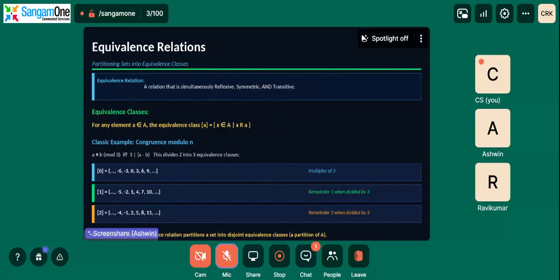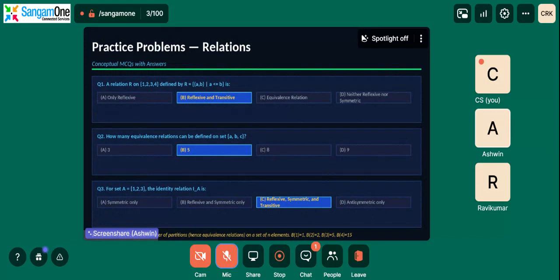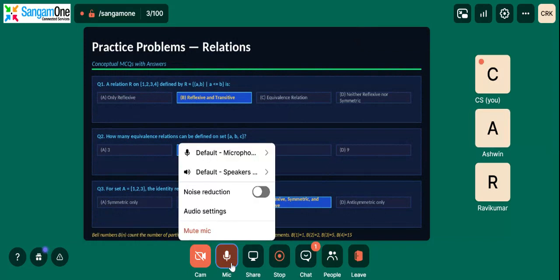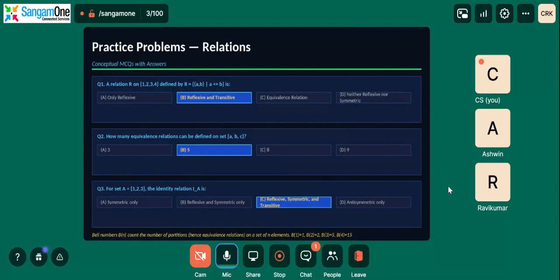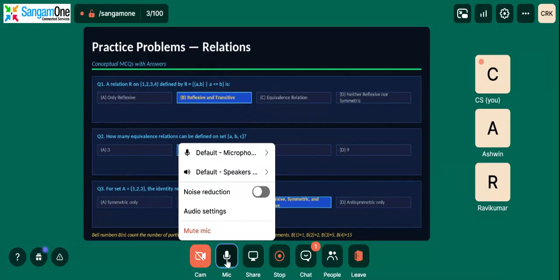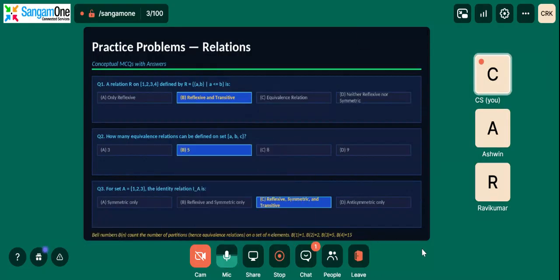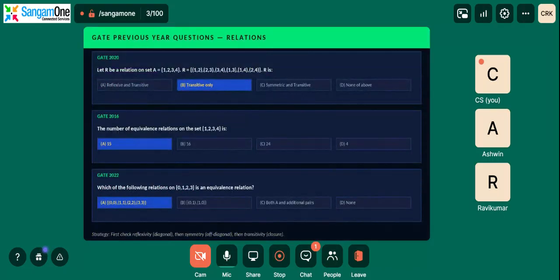That's all. These are practice problems. Students who can, skip them. Yeah, please go ahead, you can skip the practice problems. Go ahead. They can also solve the previous year questions.